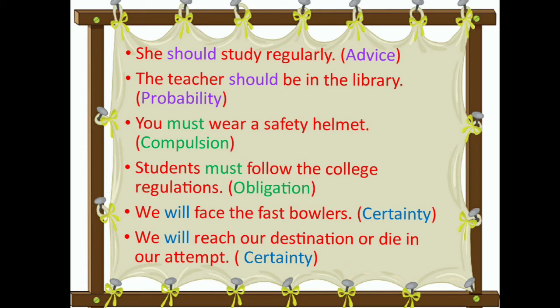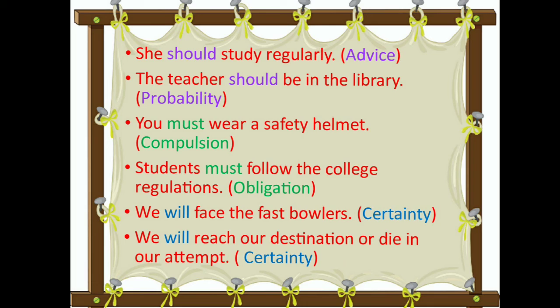Next example is the teacher should be in the library. Here should shows the probability of the teacher being in the library. Next example, you must wear a safety helmet. Here the modal auxiliary must shows us that wearing a safety helmet is compulsory. Next example is students must follow the college rules. Here must shows us that following the college rules is obligatory.